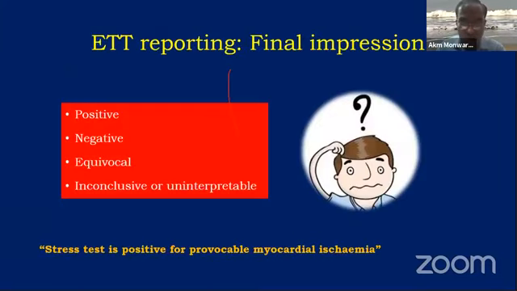Now, how can you make the final impression? This is a very controversial issue, but for general purposes, only 4 terms may be enough. One is positive, one is negative, one is equivocal, and the last one is inconclusive or uninterpretable. You often encounter the language, "stress test is positive for provocable myocardial ischemia." And this is a very good saying.